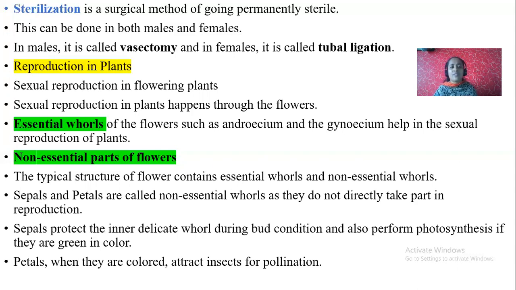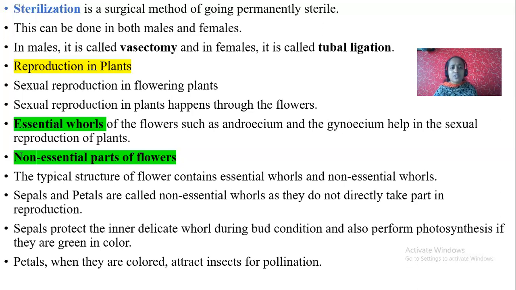Essential whorls of the flower such as the androecium and gynoecium help in the sexual reproduction of a plant. Androecium is a male part, gynoecium is a female part. So these 2 parts are present in a flower. They are also called essential whorls or essential parts of a flower. Why? Because these 2 are directly involved in sexual reproduction. Next, non-essential parts of a flower. These are other parts of a flower which are not directly involved in sexual reproduction, but they help indirectly.